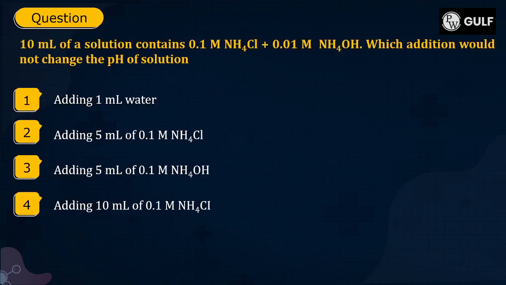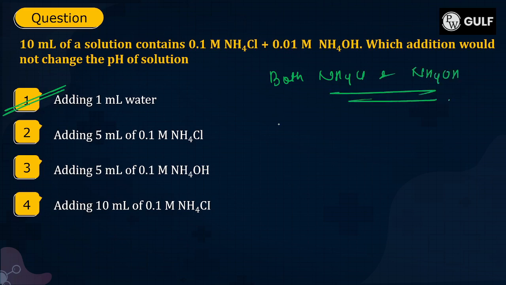Next point, 10 ml of H2O contains 0.1 M NH4Cl and 0.1 M NH4OH. Which addition would not change the pH? Now beta, adding 1 ml will not change. You can add 1 ml of water to both, and it will not change because both NH4Cl and NH4OH are diluted to the same extent. So pOH will be equal to minus log Kb plus log of the salt by the base.